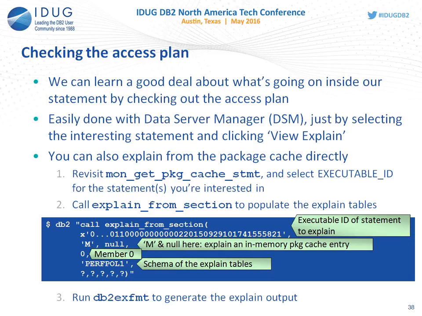So, how to get explain out of the package cache. I love this. A long get package cache statement with a column called executable ID. It's a 32-byte binary, hex mess that we then plow into explain from section. We call this a stored procedure. This populates the explain tables for us based on the exact statement that was running in the package cache, including the compile environment, including the isolation level, including all those things that can give different plans. And then we run db2exfmt to get the output.